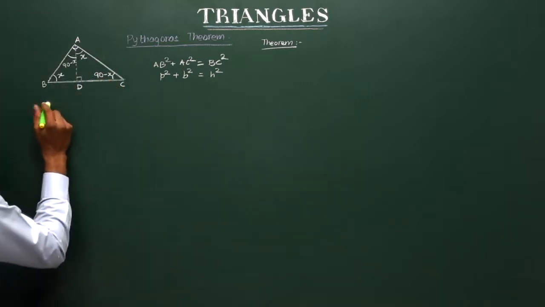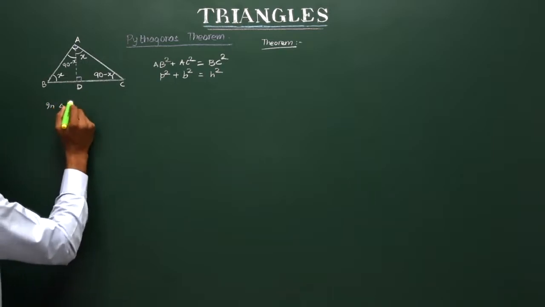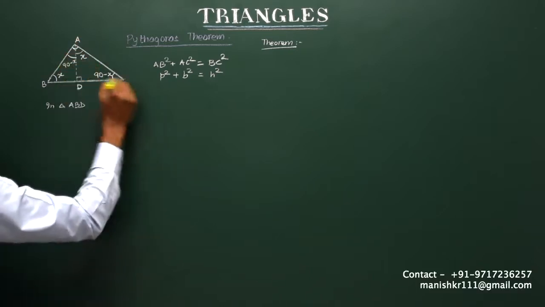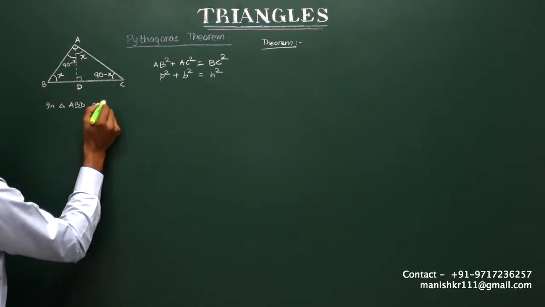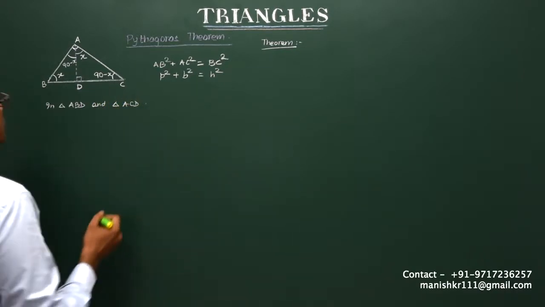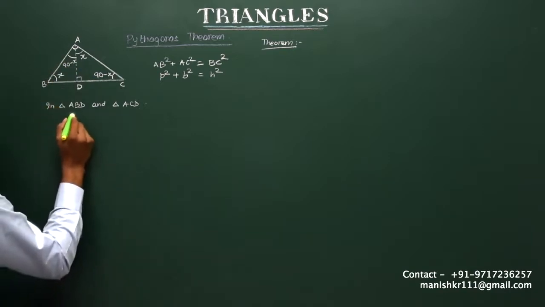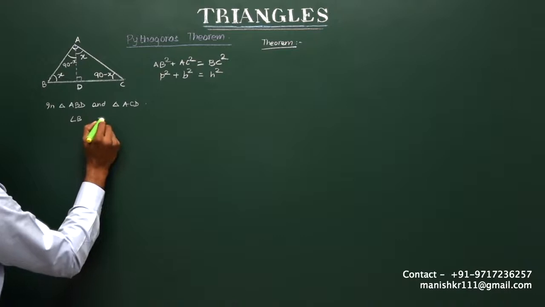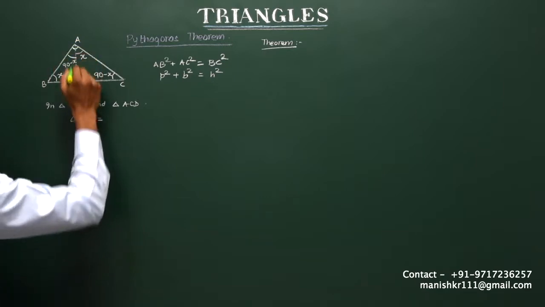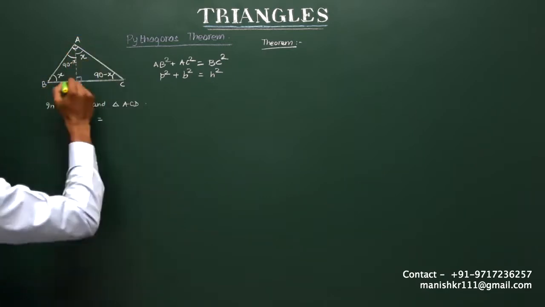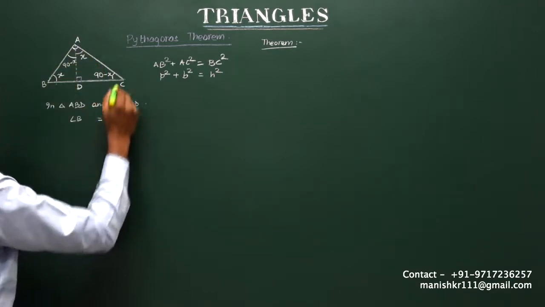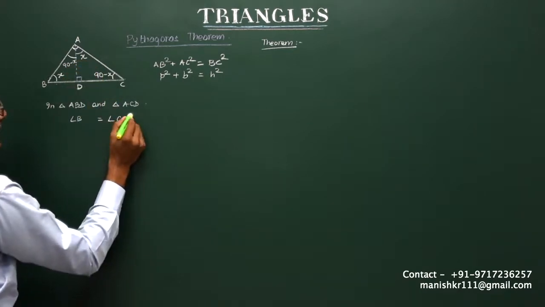So in triangle ABD, this triangle, and triangle ACD, okay, let's try to see what happens. So here angle B is equal to, these two are the triangles, hope you understand, ABD and ACD. So this angle we see is equal to this angle, so this is equal to angle CAD.